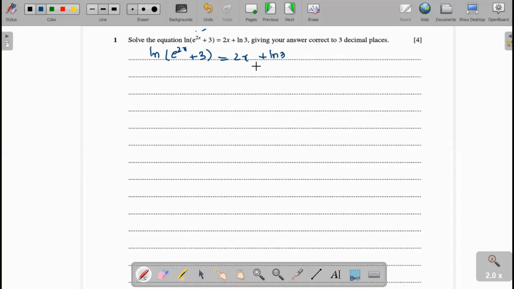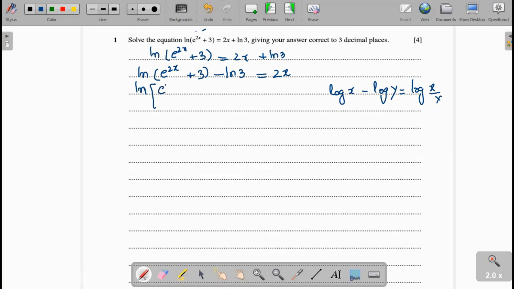Now we shift the ln 3 from right to left side. Therefore, that equation becomes ln e power 2x plus 3 minus ln 3, that's equal to 2x. The logarithm rule, log x minus log y, is equal to log x over y. We use this rule. Therefore, ln of e power 2x plus 3 over 3 equal to 2x.